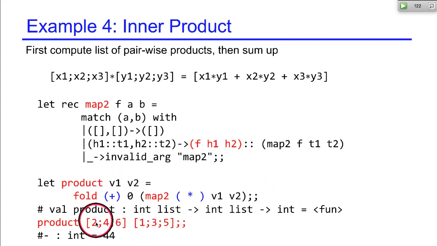That would be, if you give me 2, 6, 4 and 1, 3, 5, that's 2 times 1 plus 4 times 3 plus 6 times 5. That is 44. Look at this. Just this one short line of code will do this entire thing for you, right? If you compare with verbose Java, you'll appreciate how powerful the fold is.